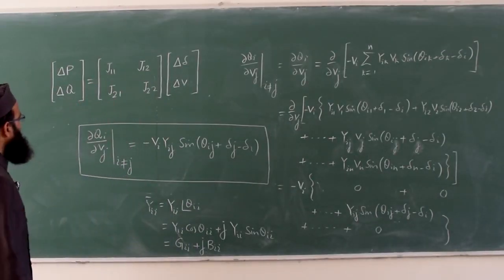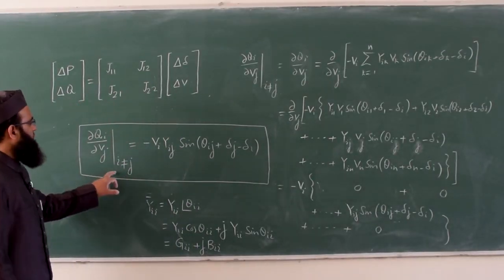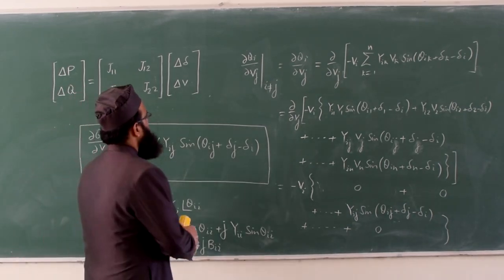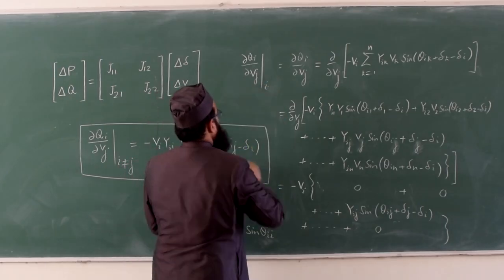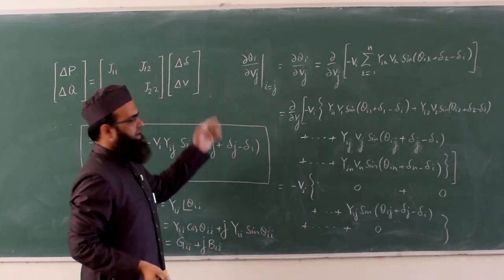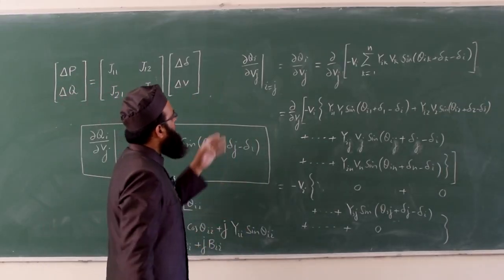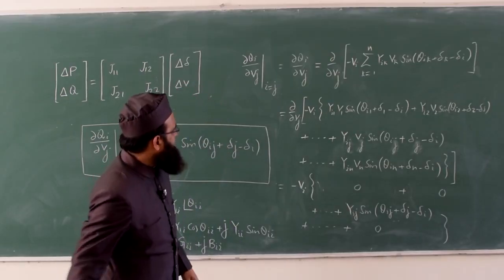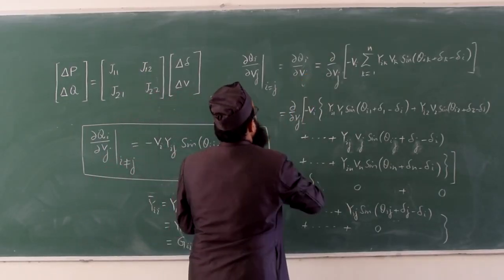The last one is when I is equal to j, we will evaluate del Qi upon del Vj where I is equal to j. Suppose del q2 upon del v2 or del q5 upon del v5, like that. So, this time this is nothing but equal to del Qi upon del Vi.